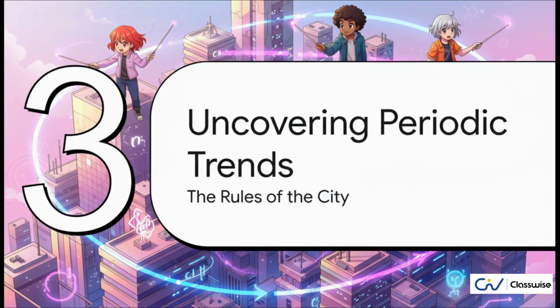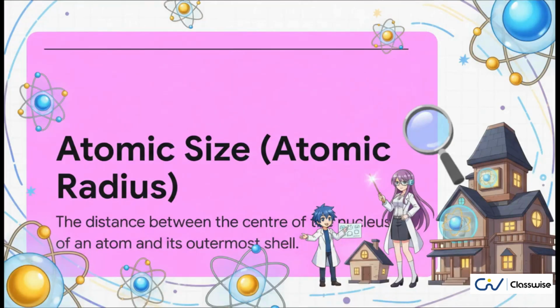Okay, part 3, uncovering periodic trends, the rules of the city. So we've got the layout down. Now it's time for the really fun part, uncovering the city's hidden rules. We call these periodic trends, and they're just predictable changes you see as you move across a street or down a neighborhood. First up, let's talk about atomic size, or atomic radius.